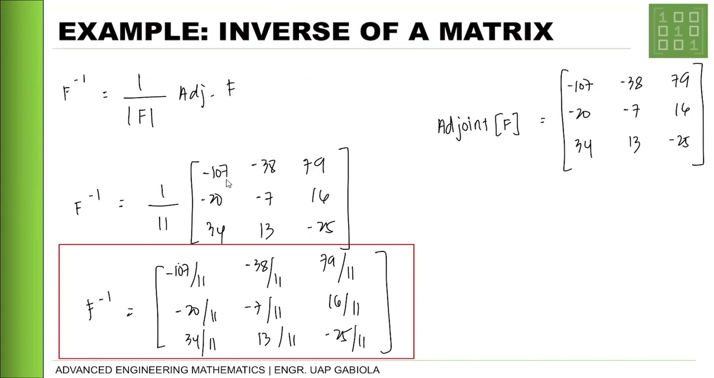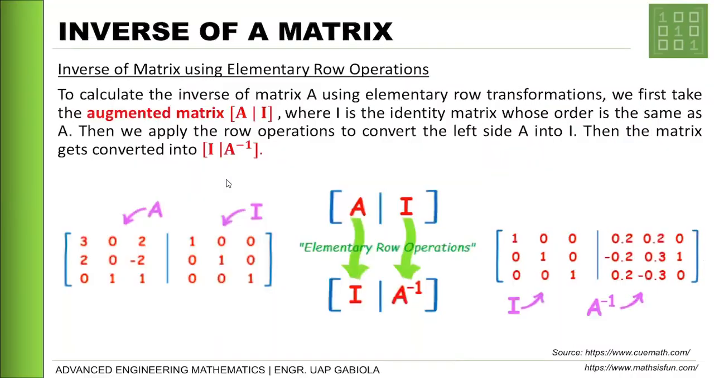Right? So, later, papakita natin kung ano yung usefulness niyan. Okay? So, ayan. So, ito yung first method. Second method is using yung row operation natin. So, when using yung row operation natin, ang kailangan natin is yung, para makuha daw natin yung inverse ng matrix A natin, i-augment natin ngayon yung values ng matrix natin with the identity matrix.